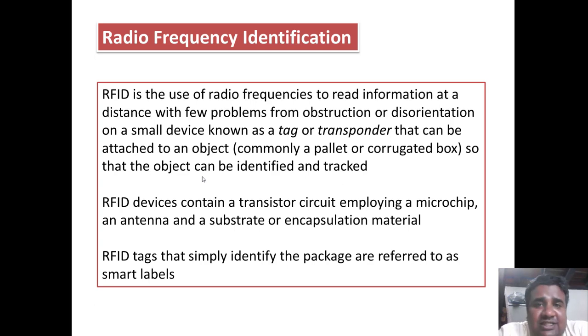Next is radio frequency identification. RFID is the use of radio frequencies to read information at a distance with few problems from obstruction or disorientation, on a small device known as a tag or transponder that can be attached to an object, so that the object can be identified and tracked. RFID devices contain a transistor circuit employing a microchip, an antenna, and a substrate or encapsulation material. RFID tags that simply identify the package are referred to as smart labels.